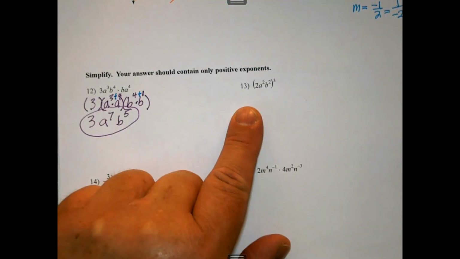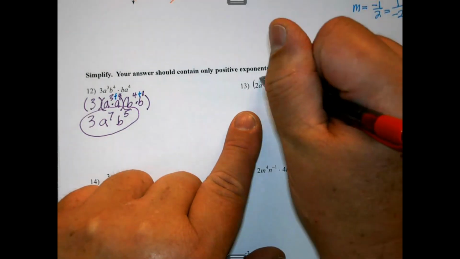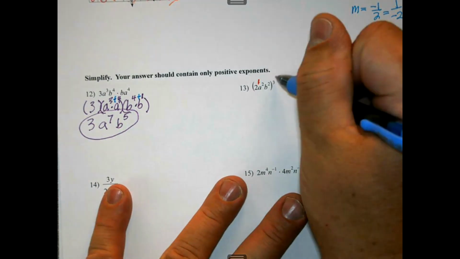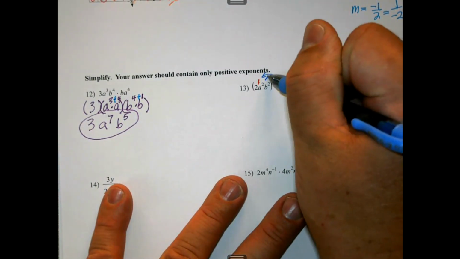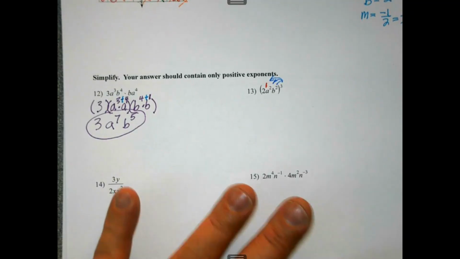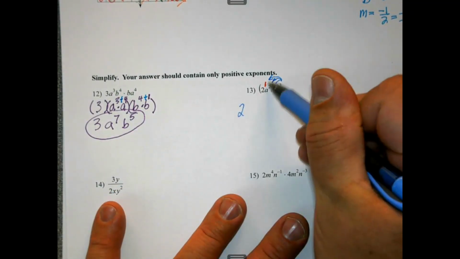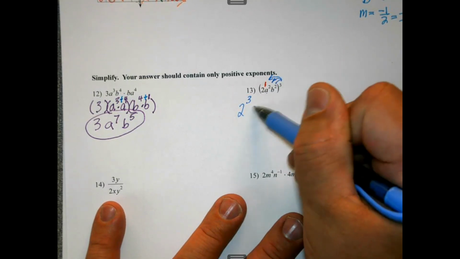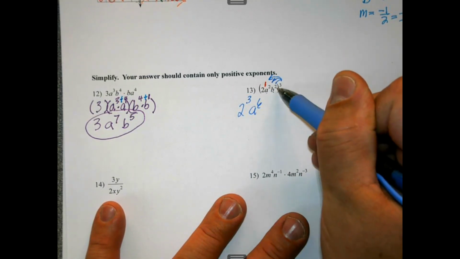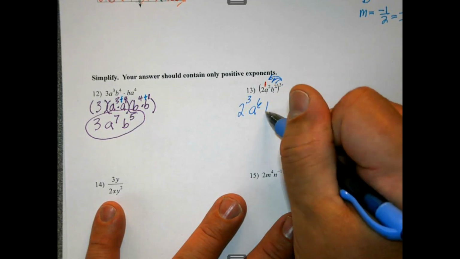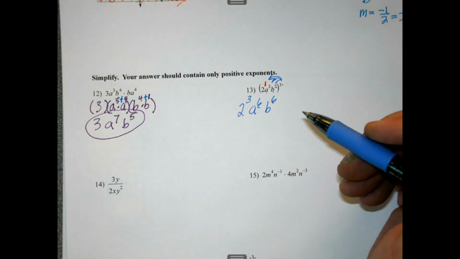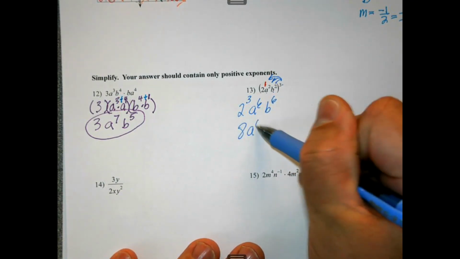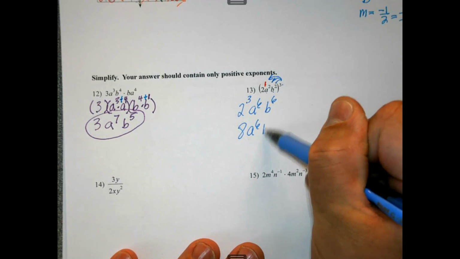This is power of a power. Remember, if there's no exponent there, it's a 1. So I'm going to distribute that 3 to every exponent. So I get 2 to the 1 times 3 is 3, A to the 2 times 3 is 6, and B to the 2 times 3 is 6. If you want to actually multiply out that 2, that's fine. B cubed is 8.